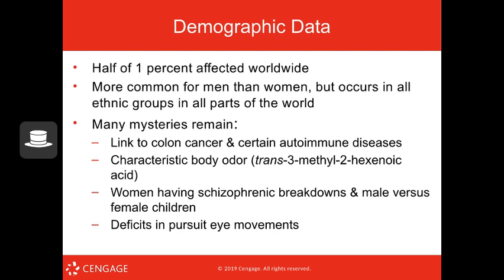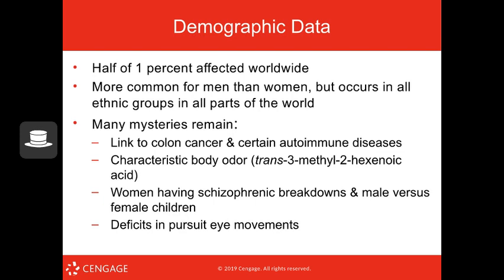There are a lot of mysteries about schizophrenia. Why is it linked to colon cancer and certain autoimmune diseases? There's transferrin methyl 2 hexanoic acid, which is part of the characteristic body odor of schizophrenia. So you can actually smell schizophrenia, which is really interesting to think about. Smell is so important to our experience of the world, but not something that's really studied as much. But that is something that someone did study, and found the chemical root of. Why is there a distinctive smell, right?